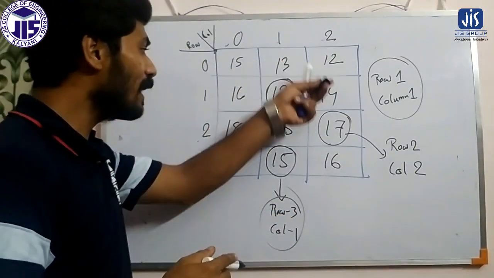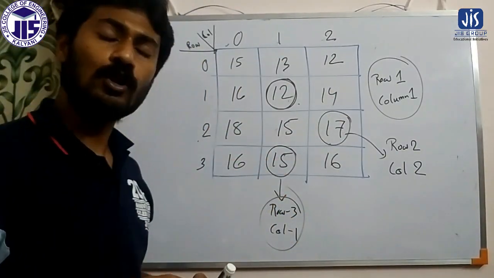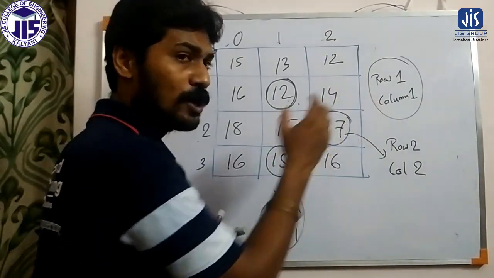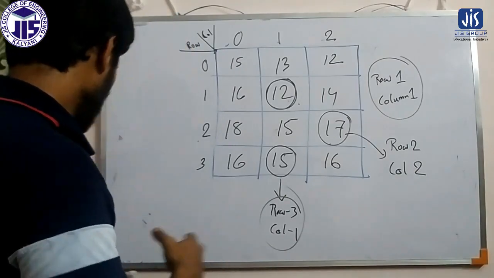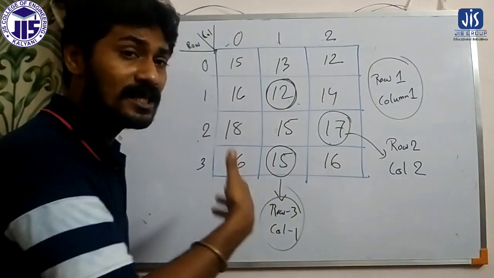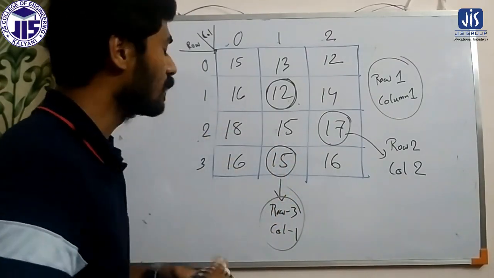So in that way, every element in a two-dimensional array can also be represented by its position in the array. This is the position: which row, which column. Now, how do we declare an array and how do we represent what we have discussed now?